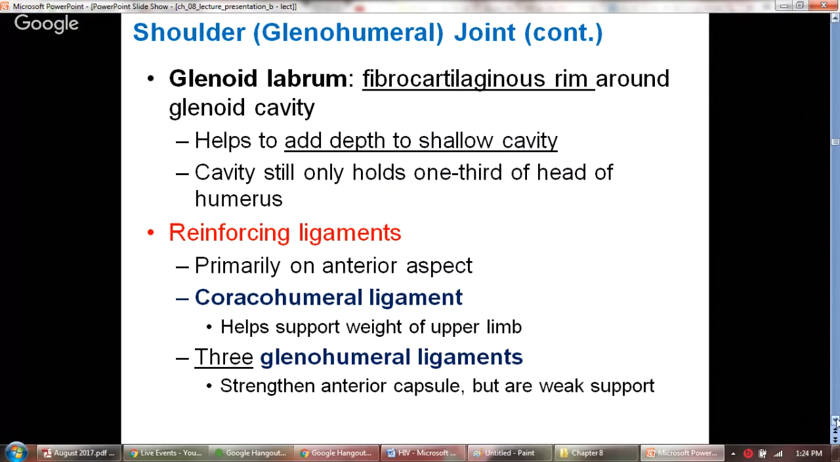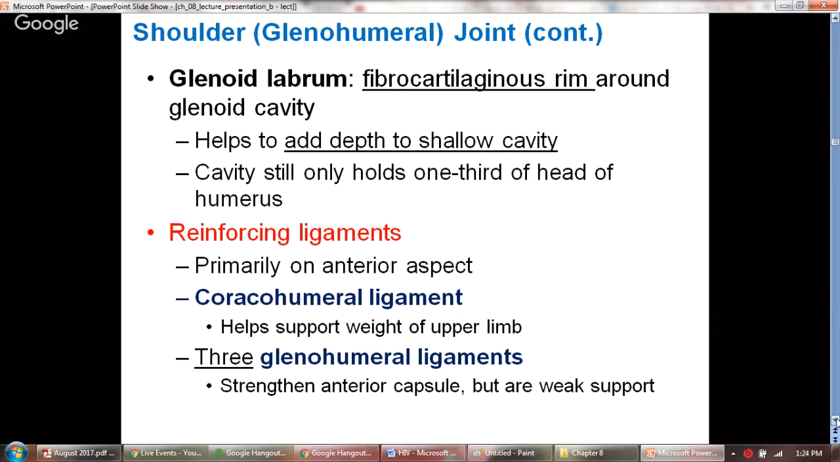So the stability of the shoulder joint is provided and reinforced by the ligaments. Primarily on the anterior aspect, the coracohumeral ligament runs from the coracoid process to the humerus, and it helps to support the weight of the limb.